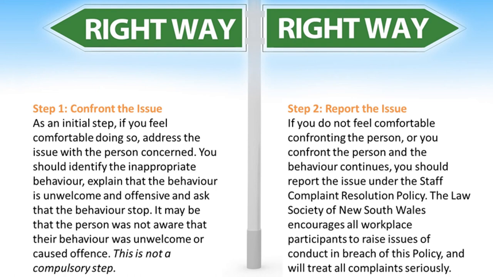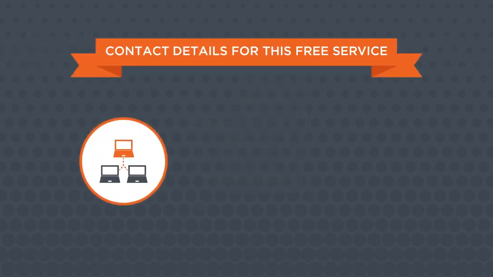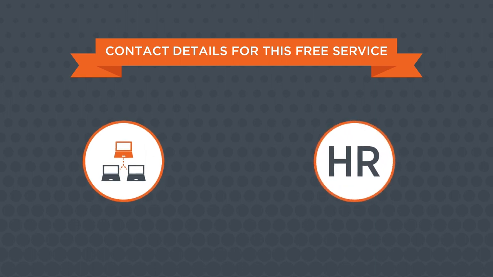Workplace participants are able to obtain professional, confidential support by accessing the Law Society of New South Wales Employee Assistance Program. This is a confidential service, and details are not divulged to the Law Society of New South Wales. Contact details for this free service are available on the intranet or from managers and the Human Resources Department.